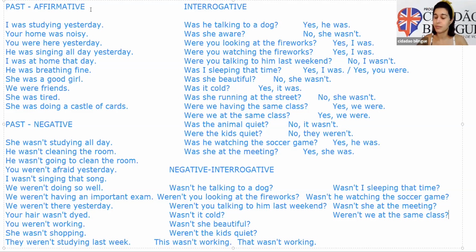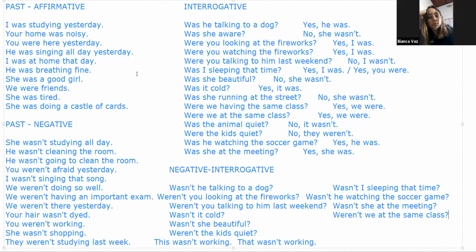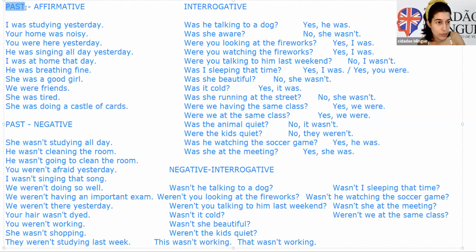All right, you guys. So, today we reviewed verb to be. We reviewed interrogative, short answer, questions for present, and past. Affirmative, negative, interrogative, and negative interrogative. For homework, I want you guys to form sentences for questions and the answers. Pra lição de casa, eu quero que vocês façam as questions of past tense, pra passado, e eu quero que vocês respondam essas mesmas questions.